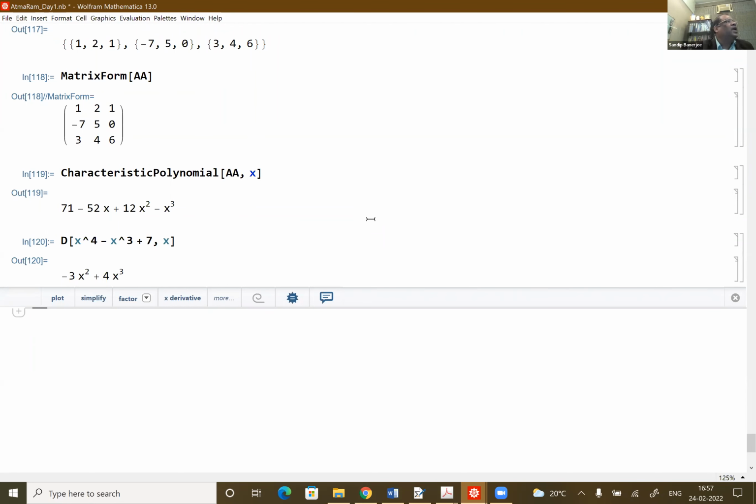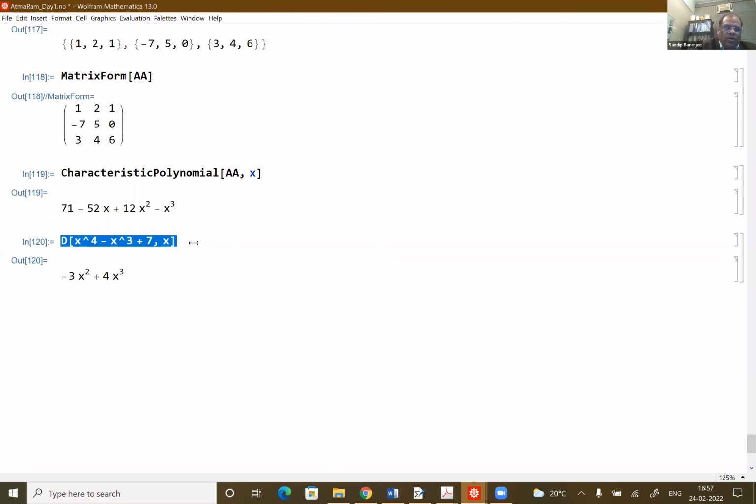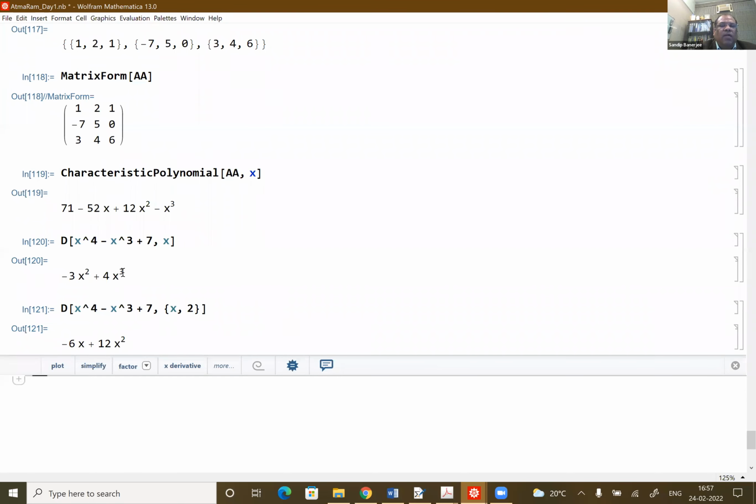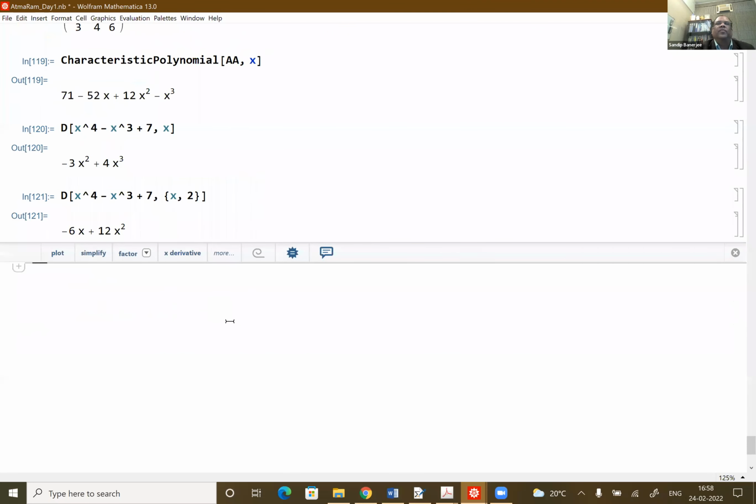If you want a second derivative, it is only the syntax. So all you have to do is give a comma 2. So it's doing the second derivative. So the comma 2 will be x with respect to x 2 times. And we know the answer here: 12x squared minus 6x. So this and so on.